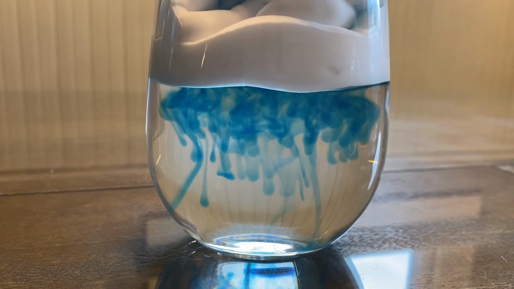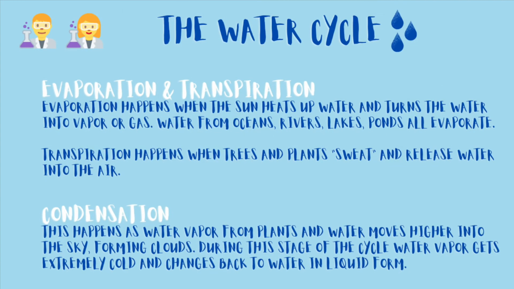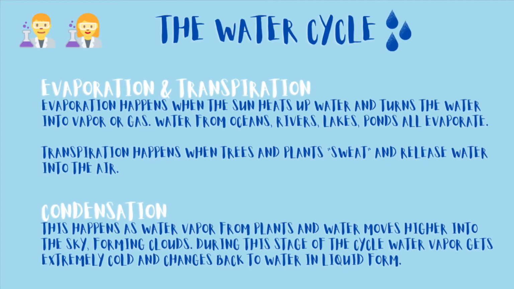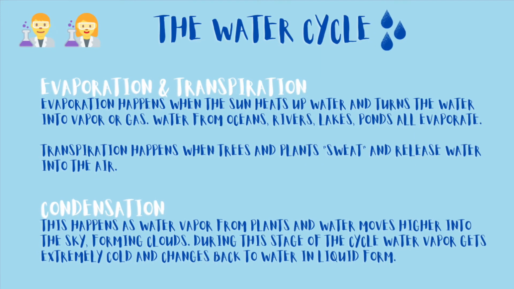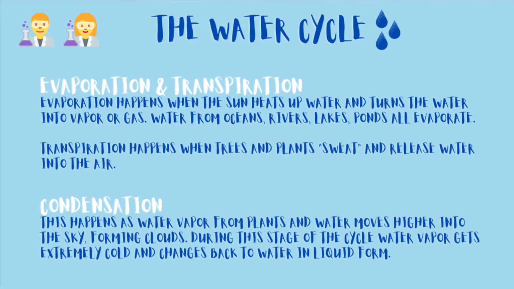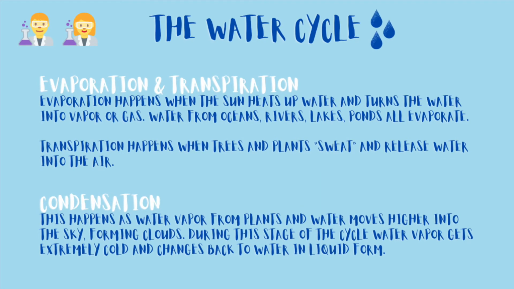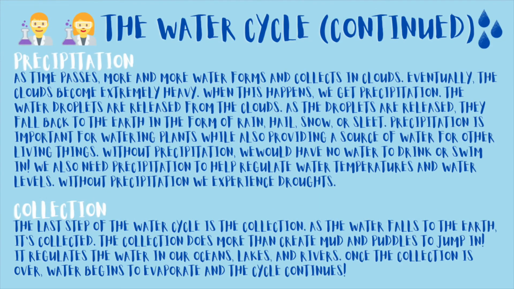The last step in the water cycle is called collection. As water falls to the earth, it's collected. The collection does more than create mud and puddles to jump in. It regulates the water in our oceans, lakes, rivers, and ponds. Once the collection is over, water begins to evaporate and the cycle continues.